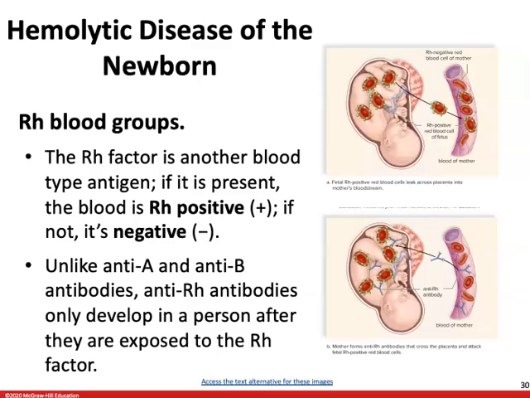So to prevent this, the mother should receive a RhoGAM shot, anti-Rh antibodies, within 72 hours of giving birth to an Rh positive child.